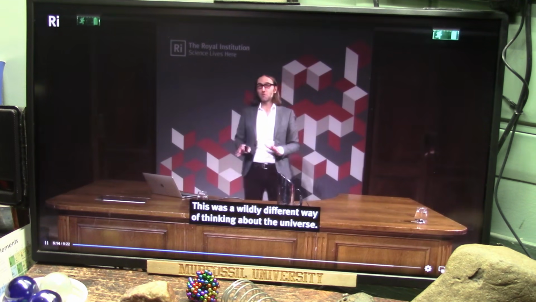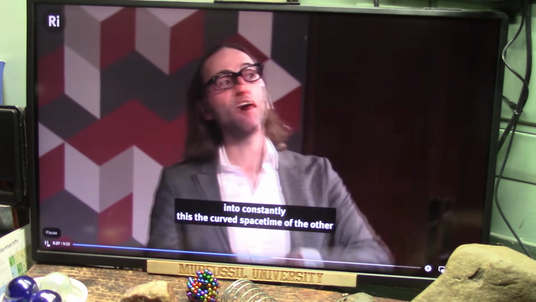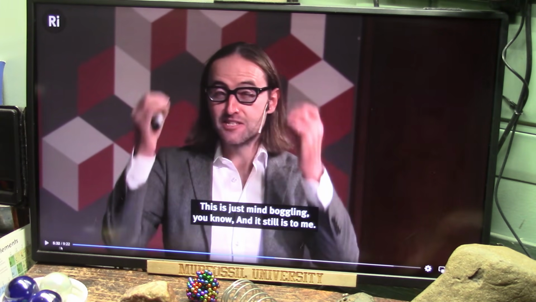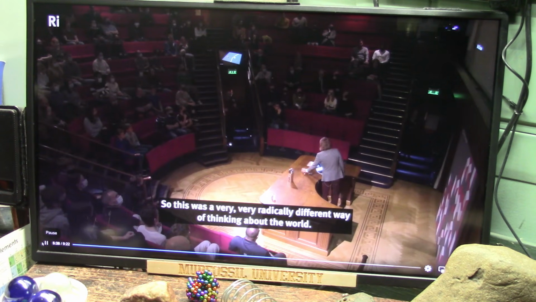This was a wildly different way of thinking about the universe. So therefore, we have our mechanism. The moon and the earth, for example, orbit around each other because each one is constantly falling into the curved space-time of the other, due to the presence of energy and matter density in space itself. We'll talk about the moon and its function around the earth later. But in the meantime, this is just mind-boggling, and it still is to me, and it was at the time too. So this was a very, very radically different way of thinking about the world.